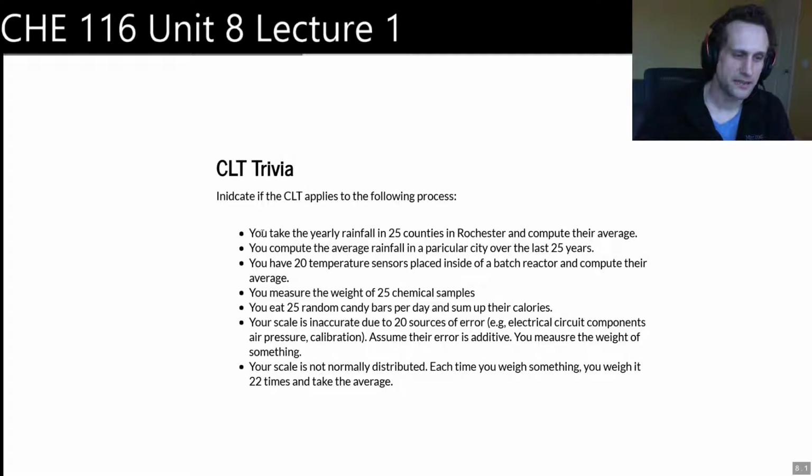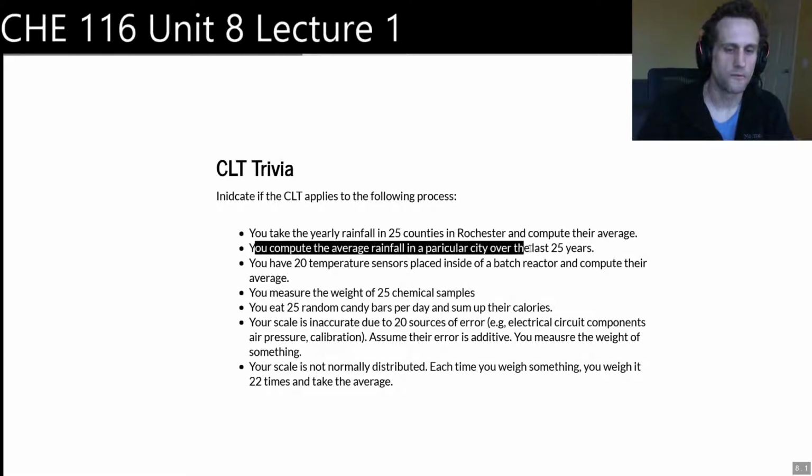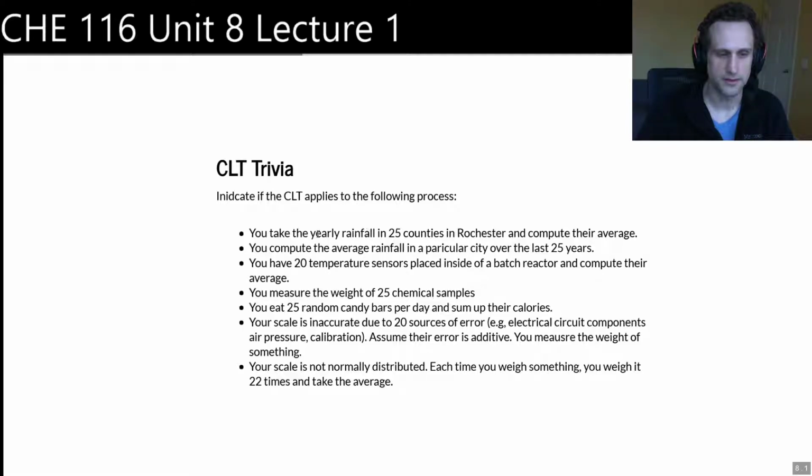So you take the yearly rainfall in 25 counties in Rochester and compute their average. So we have 20 to 25 of them, and we're computing the average. So CLT definitely applies. You compute the average rainfall in a particular city over the last 25 years. So in this first example, each county maybe has a slightly different amount of rain, so it has a slightly different distribution. So it's just multiple different random variables, and you're computing their average.